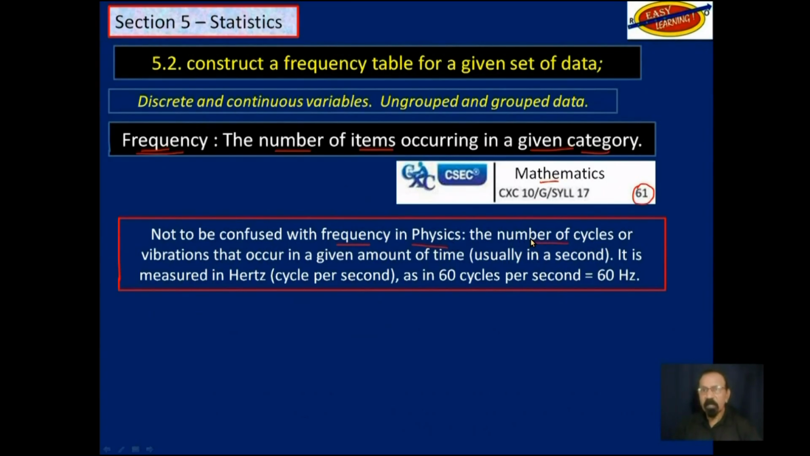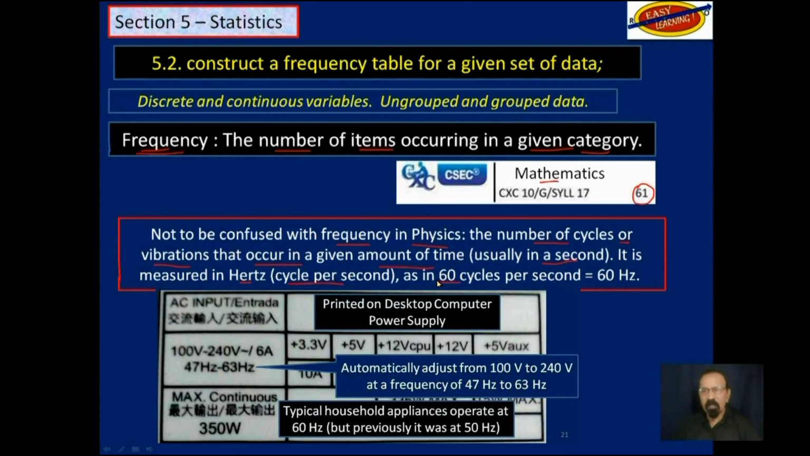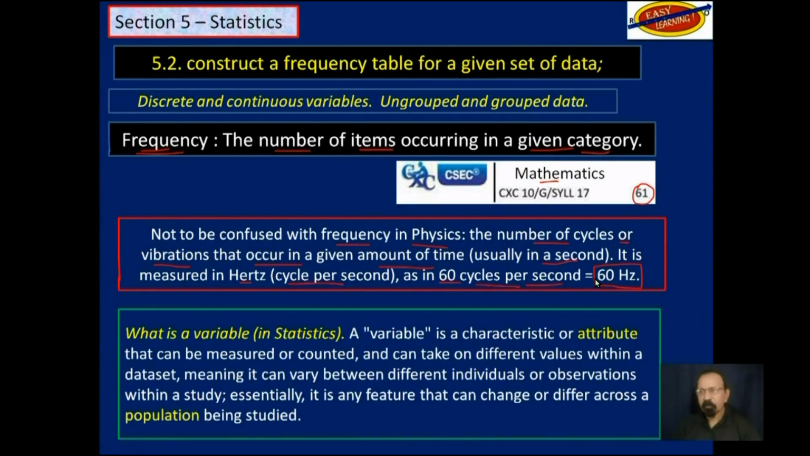It is the number of cycles or vibrations that occur in a given amount of time, usually a second. It is measured in hertz, which means cycles per second. So if your electricity supply, for example, is 60 cycles per second, that will be listed as 60 hertz, and you could see that on the back of many electrical appliances. The older system was 50 hertz.